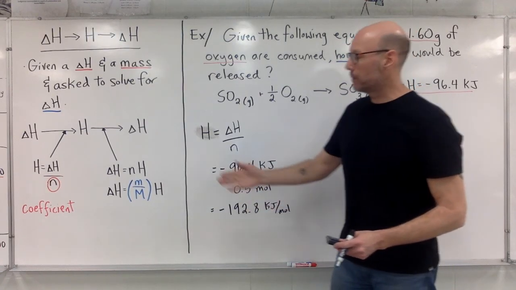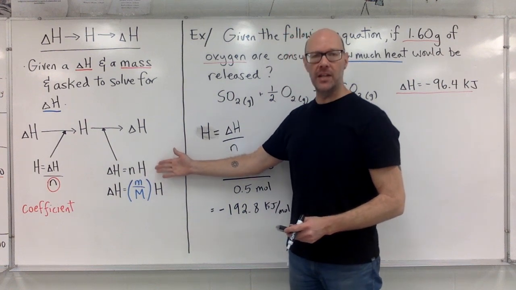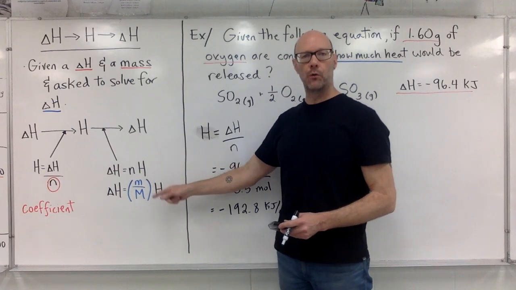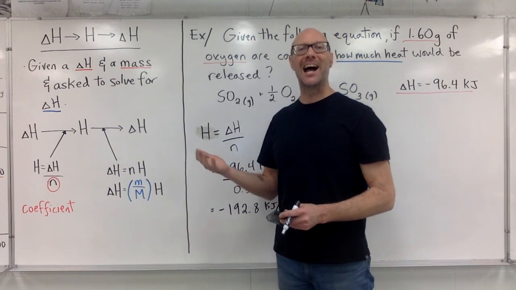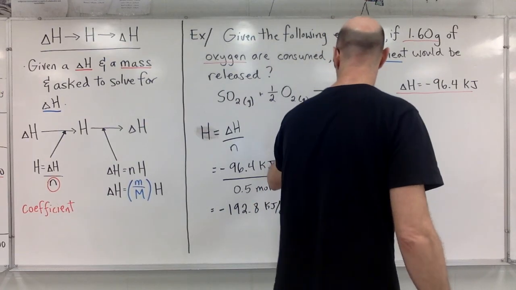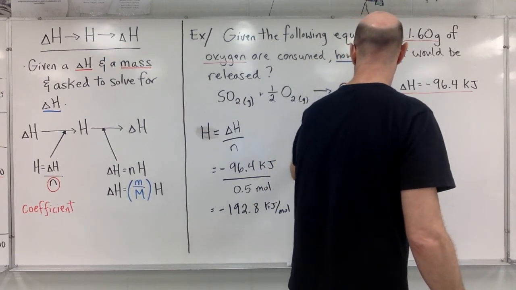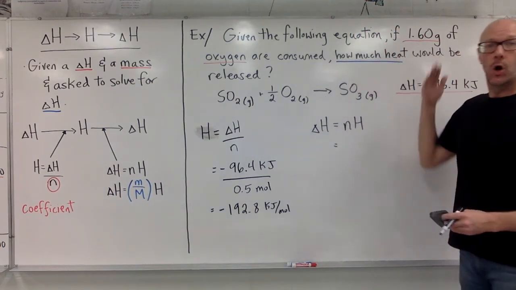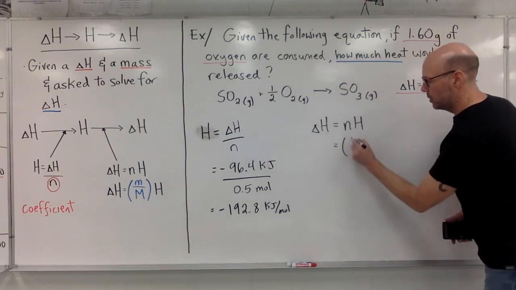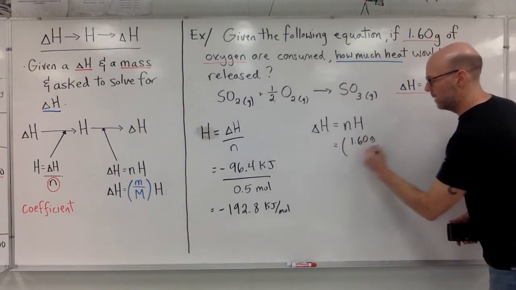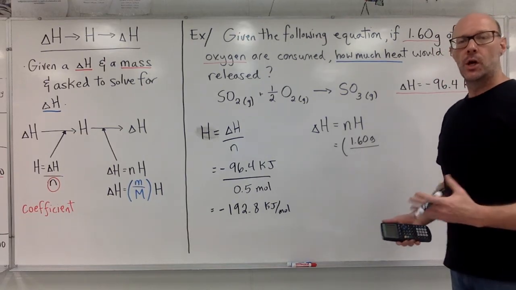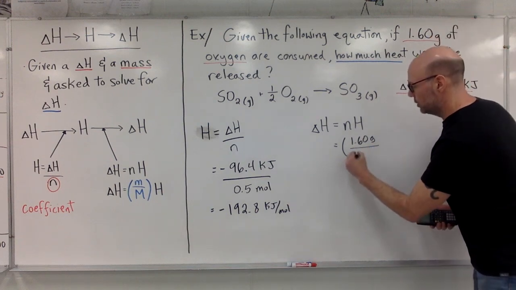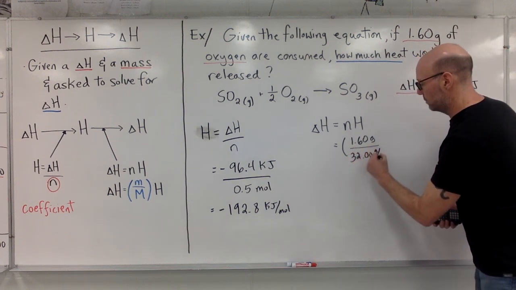I converted the enthalpy change into a molar enthalpy, H. I have a second step. I'm going to do N times H to get back to the delta H. Only this time, I'm going to do mass over molar mass multiplied by my answer. Delta H equals NH. But I'm going to do mass over molar mass. The mass is 1.60 grams of oxygen. So I'm going to use the molar mass of oxygen, O2. That's 32.00 grams per mole.